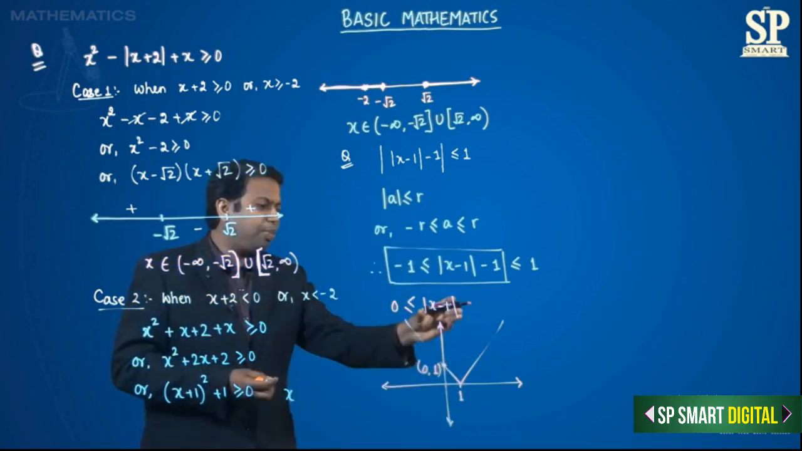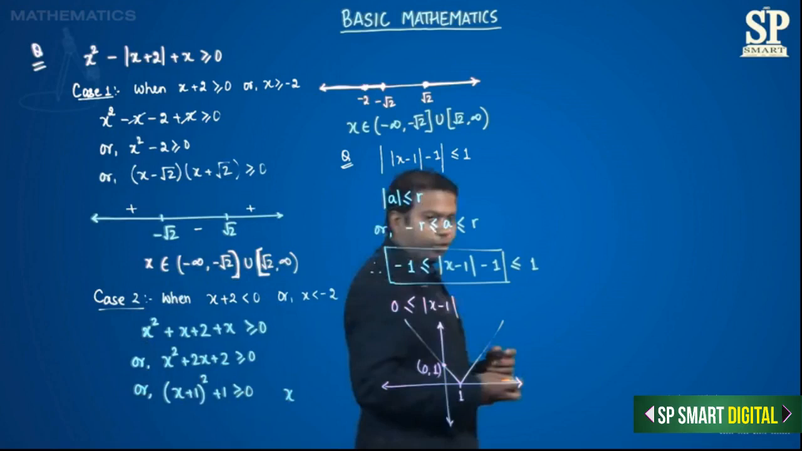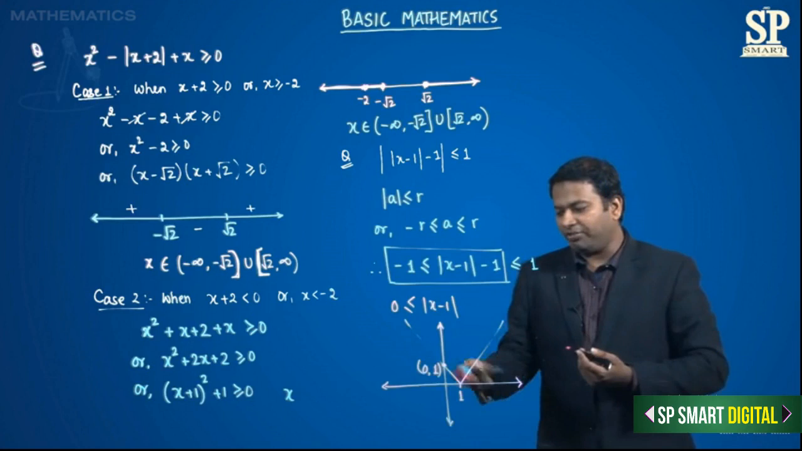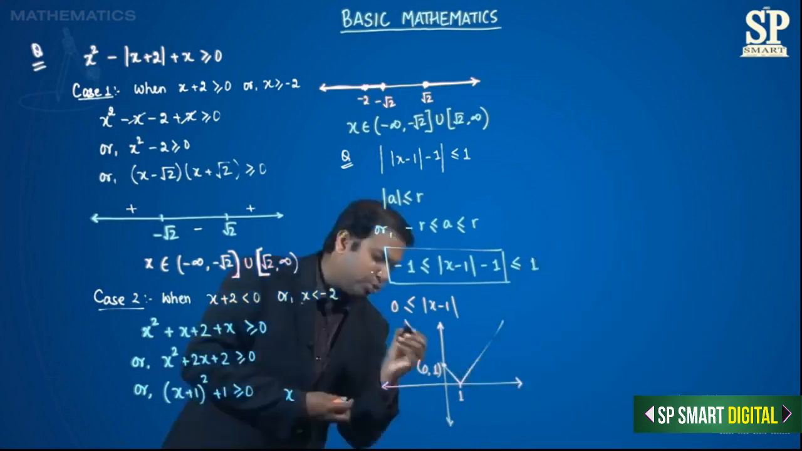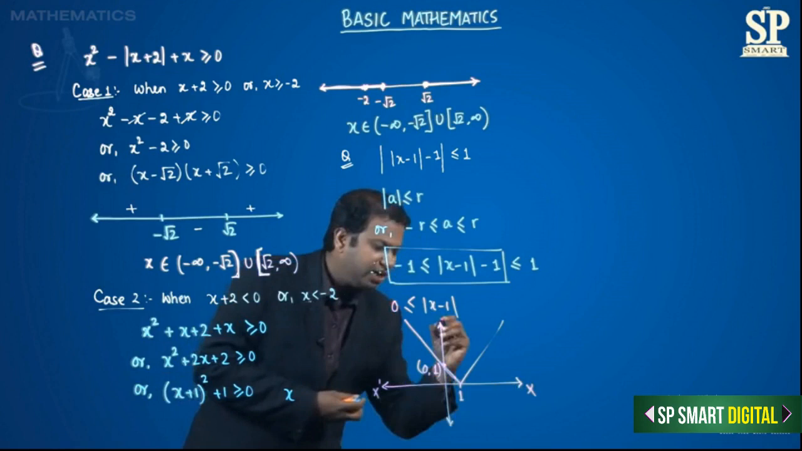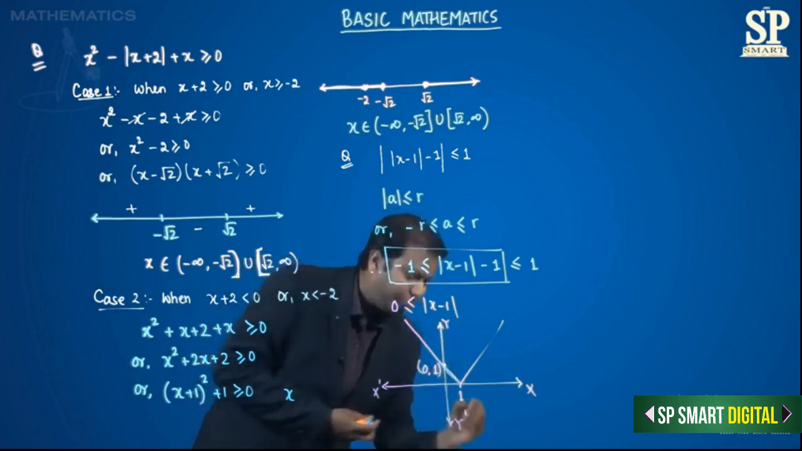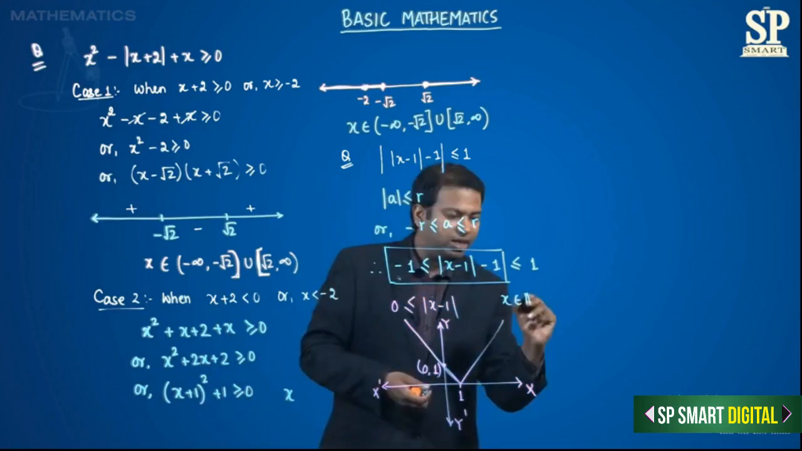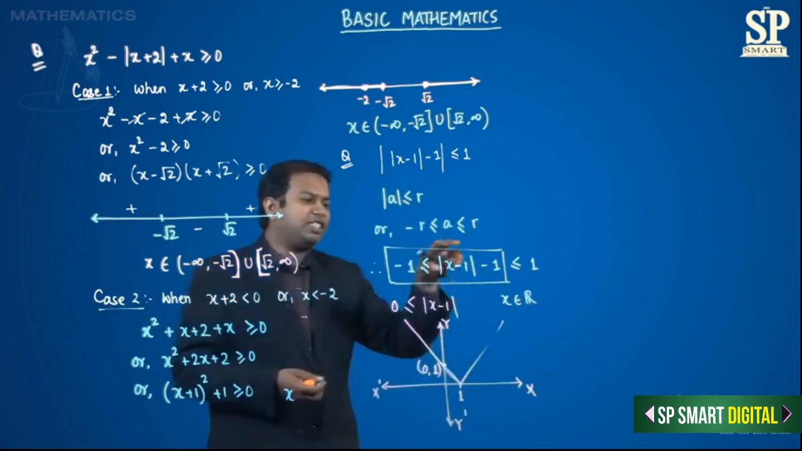Now this part, modulus of x minus 1 greater than or equal to 0, is definitely true for all values of x. No matter what value of x you take on a number line, you find that the graph of modulus of x minus 1 always lies above the x-axis. Hence, all the values of x satisfy this inequality. So, for the first case, x belongs to R is the answer.